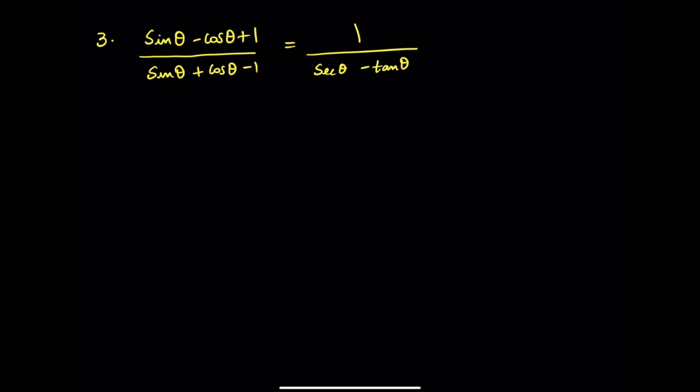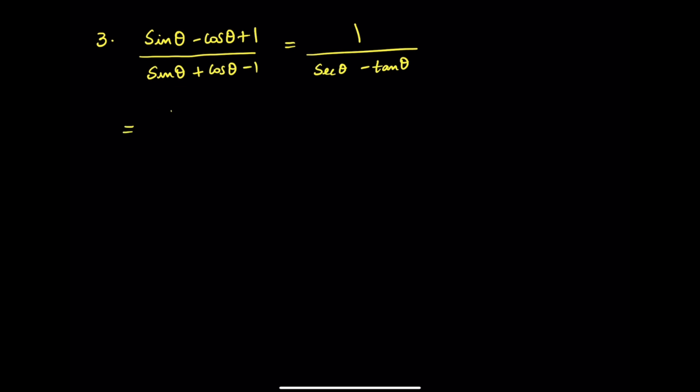Let's solve the third problem. Here we have to prove that sin theta minus cos theta plus 1 divided by sin theta plus cos theta minus 1 is equal to 1 by secant theta minus tan theta. Here we see sin and cos changing to secant and tan. Sin can be changed to tan if we divide it by cos. So what we can do is divide the numerator and denominator entirely by cos theta.